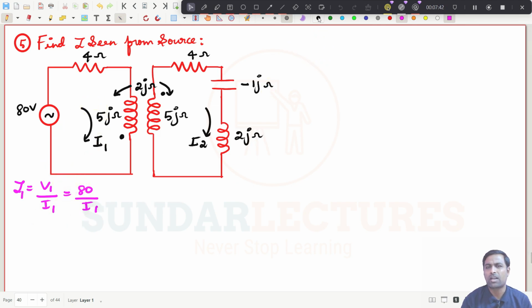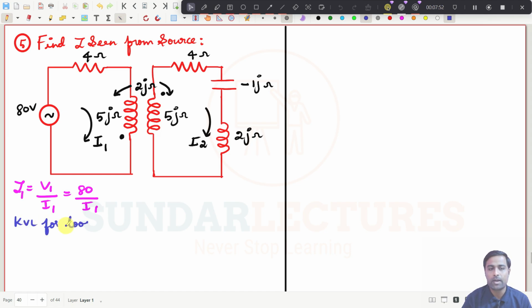If I find I1, then it is easy to put these values here. Anyhow, you have to write the KVL expressions and go with the same procedure. I will write KVL for loop number 1. These kinds of problems are very easy, right? The first loop has 80 volt, so 80 is equal to, see this current, what is this current? This is I1, so it is 4I1.